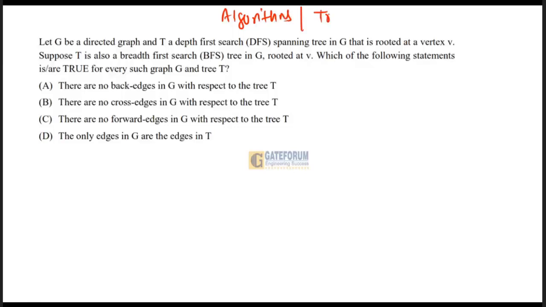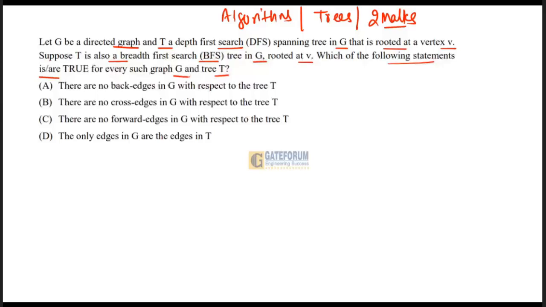The topic is trees and it was asked for 2 marks. The nature is MCQ. Let G be a directed graph and T a DFS, that is depth first search, spanning tree in G that is rooted at a vertex V. Suppose T is also a breadth first search BFS tree in G rooted at V. Which of the following statements are true for every such graph G in tree?